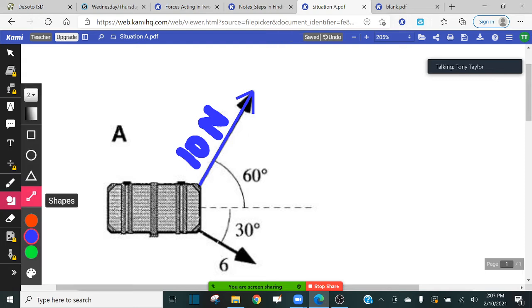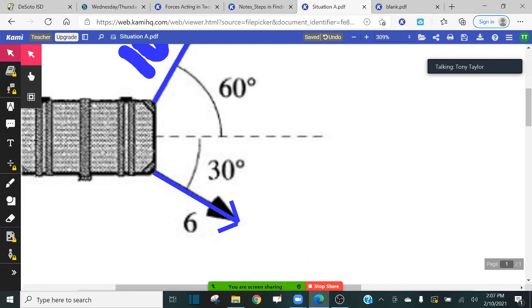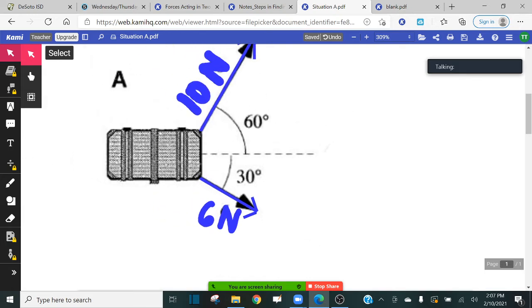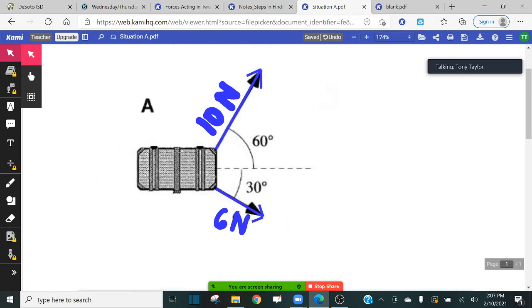And I also have another force acting on this treasure chest. This force is acting right here, and then this is a 6 Newton force. Okay, so let me zoom in. So this right here, this is a 6 Newton force. Okay. Hopefully everybody's following me so far.